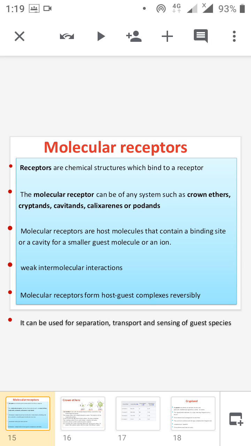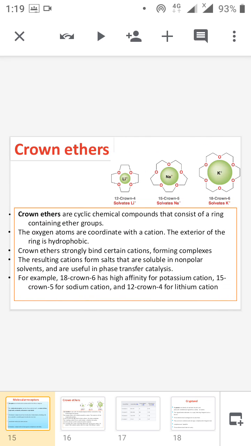So the molecular receptors are the host molecule containing a binding site or a cavity for a smaller guest molecule or an anion, and there is a weak interaction existing between the crown ether and the cation. The molecular receptors form guest-host complexes which are reversible in nature, and the molecular receptors are used for the separation, transportation, and sensing of the guest species. Now we are moving into the individual molecular receptors. First one is the crown ether.